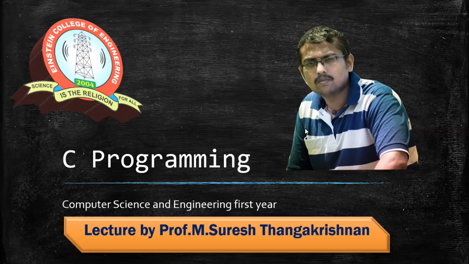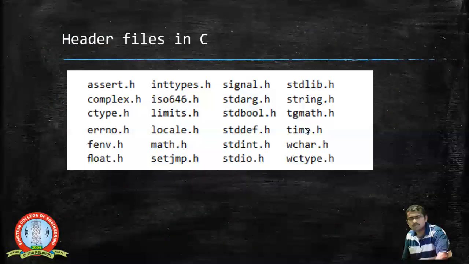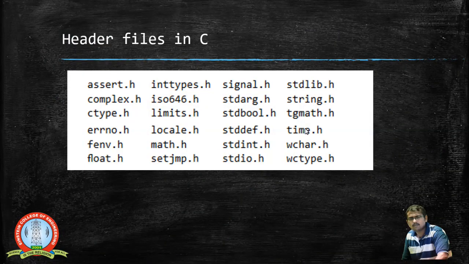So let us start with the header files in C programming. Hope we have already used these header files, like stdio.h, and string.h, and we might have done some programs with math.h. In addition to this, these are some of the header files that are available in C programming.